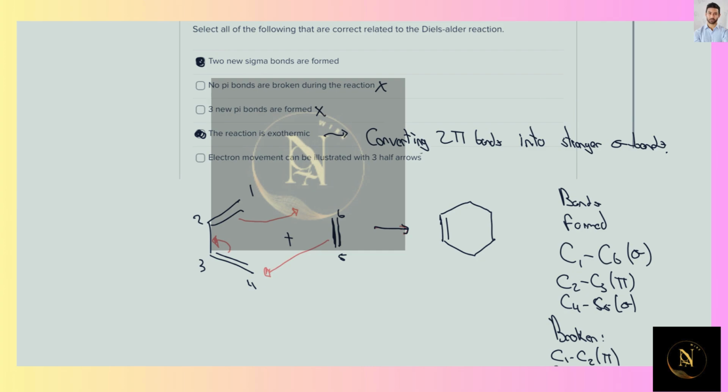This is going to be a tricky one, because some students may think, oh yeah, you have 3 arrows, then it should be true. But no, remember that half arrows are for movement of single electrons. And in this case, a half arrow would correspond to something like this. So this is not going to be true. It can be illustrated with 3 curved arrows.